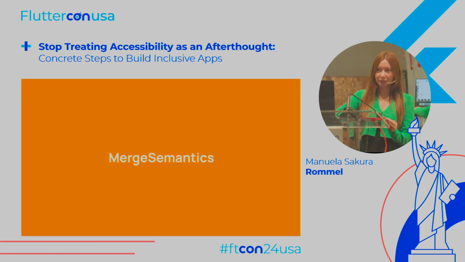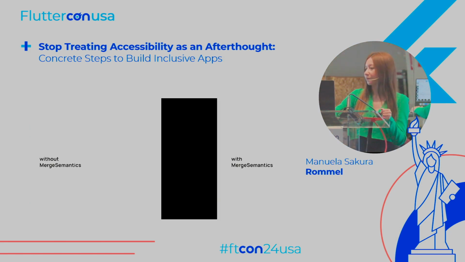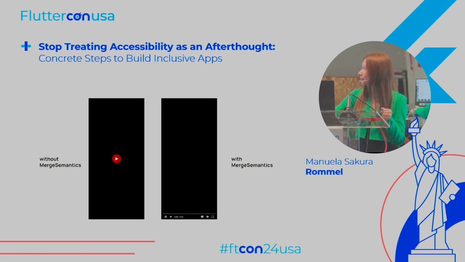Then there is MergeSemantics. Whenever you have a place where you have information that needs to be read out together, you can use MergeSemantics. That's very good for checkboxes, for instance, or for the danger level in my app. That's also a wrapper widget. Wrap it around the two semantics nodes that you want to be read as one. Danger level. High. It's much nicer for the user to have to navigate once than twice. And it can also get confusing.